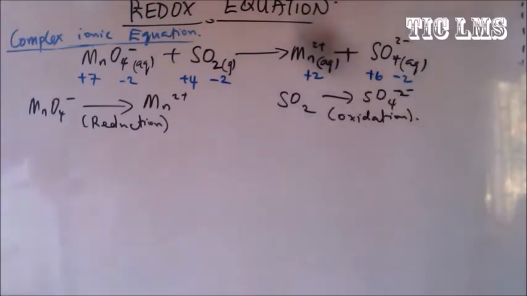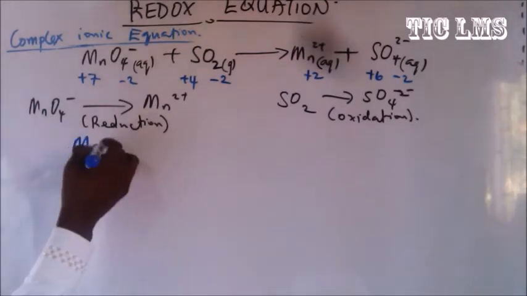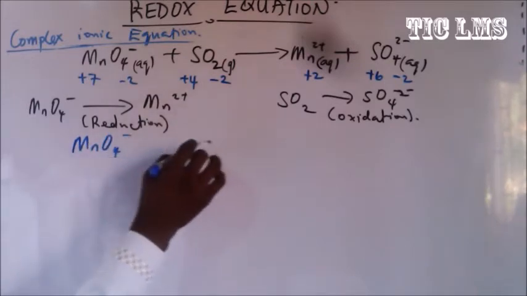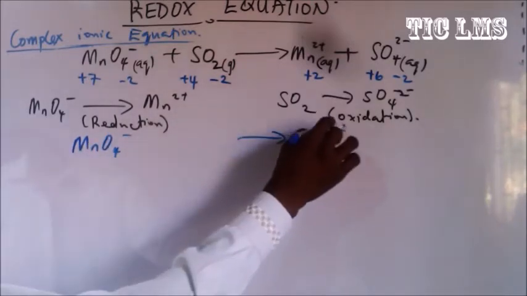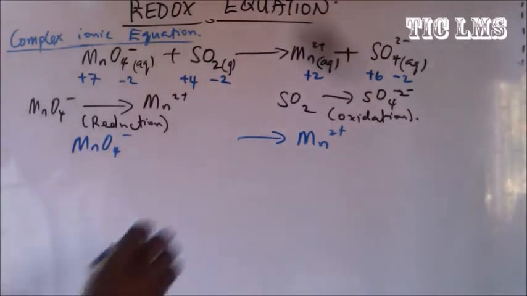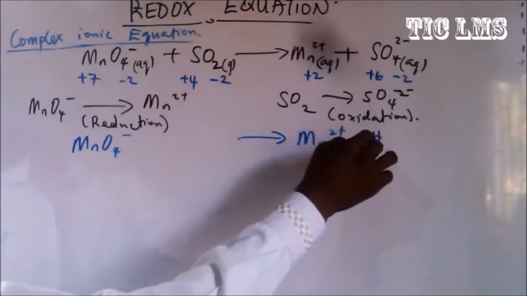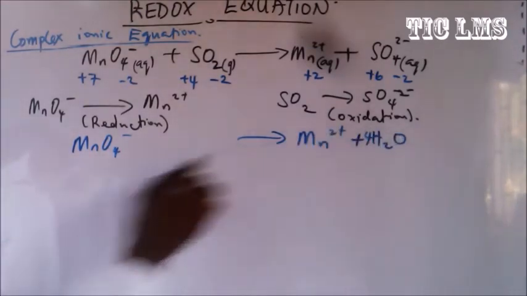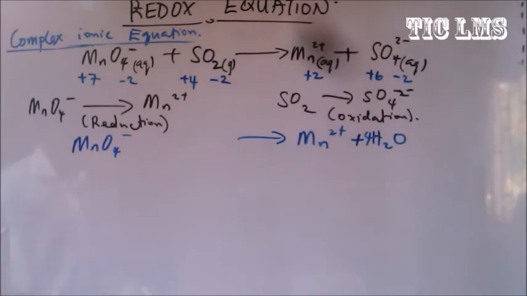So this is an oxidation reaction. Next, we want to balance the atoms and the electrons. We balance the atoms by introducing water and also hydrogen ion. So first we have MnO4-, which has become Mn2+. 4 atoms of oxygen here will lead to the introduction of 4 molecules of water. So 4 oxygen and 4 oxygen. The oxygen there is balanced.